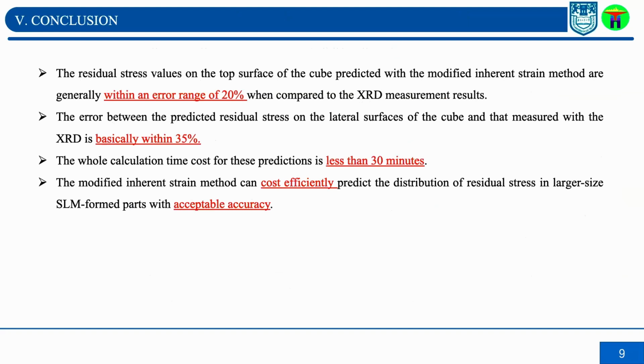And the conclusion is that the time cost of the whole calculation is about 30 minutes. So we can say that it is acceptable: the modified inherent strain method can be applied to rapid modeling and predicting the residual stress of the large size component formed by AM technique, with acceptable accuracy.